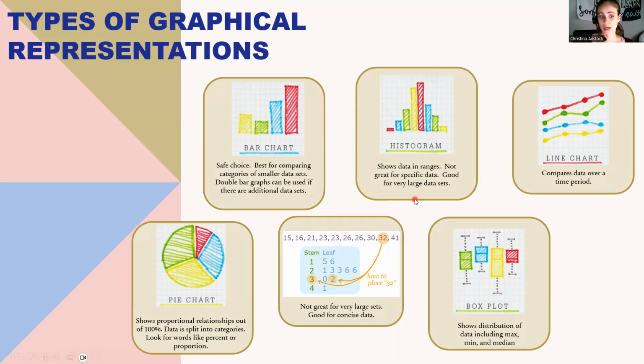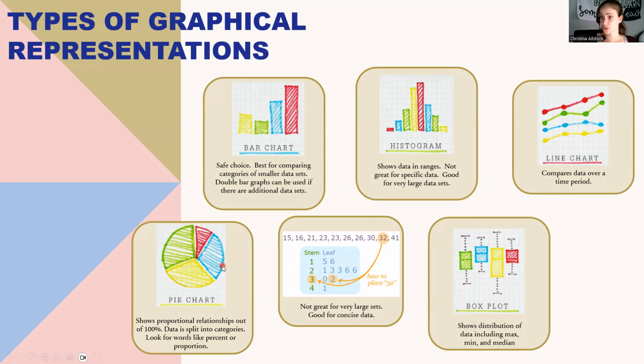Histogram, that's really good for large sets of data because it shows your data in ranges at the bottom. And with a histogram, your bars do not have any spaces between them. So visually, that's a difference there, just to help you know the difference visually between the two. But with a histogram, there's always ranges. A line chart or a line graph is always good whenever you are dealing with anything that happens over time.